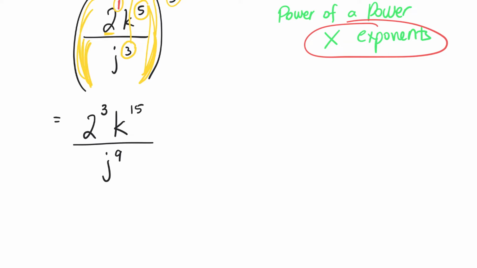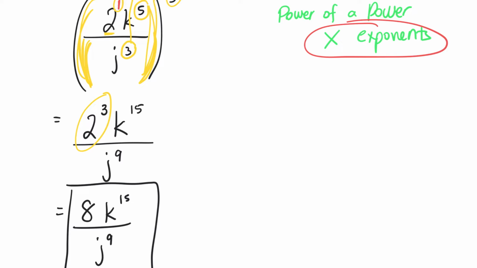And I cannot simplify, I can't do k divided by j, but I can simplify this. So I would just simply write 8, because 2 to the power of 3 is equal to 8. 2 times 2 times 2 is 8. k to the power of 15 divided by j to the power of 9. And that's my answer as a single power.